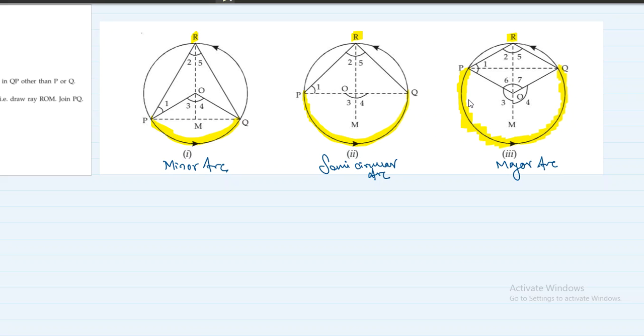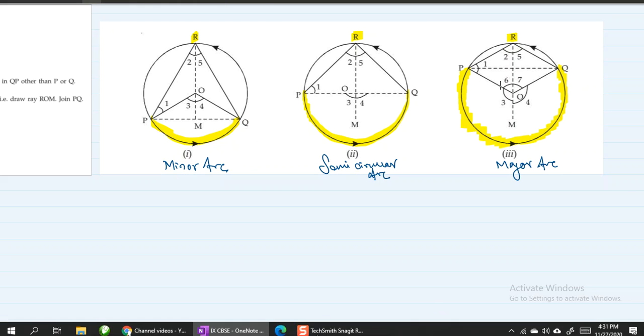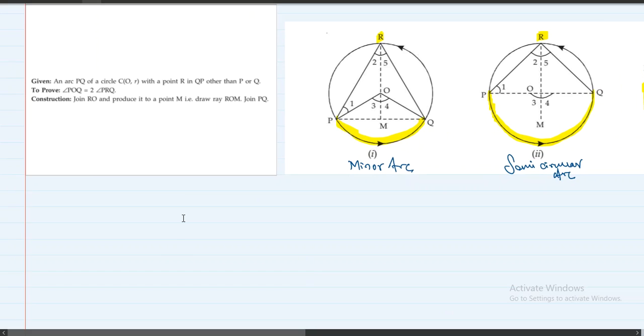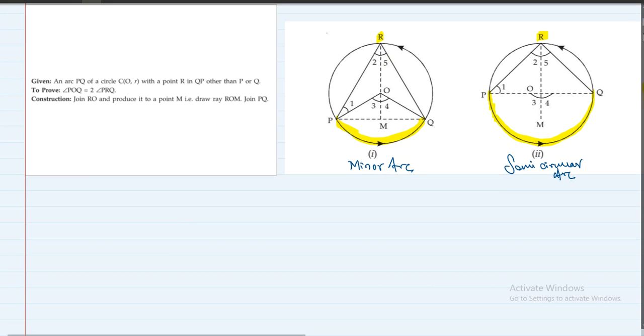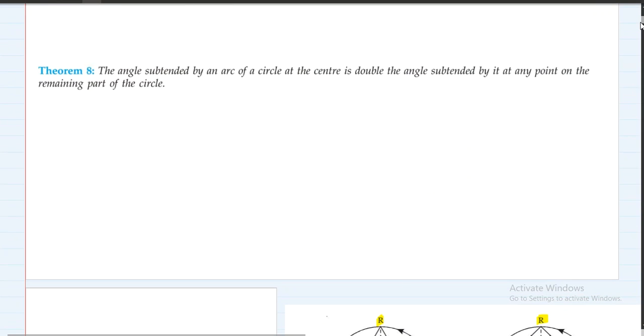So R is a point which is selected in the other part of the circle, not on the selected arc. Please understand that we have two arcs, PQ and QRP. Now the statement of the theorem states that the angle subtended by an arc of a circle at the center.